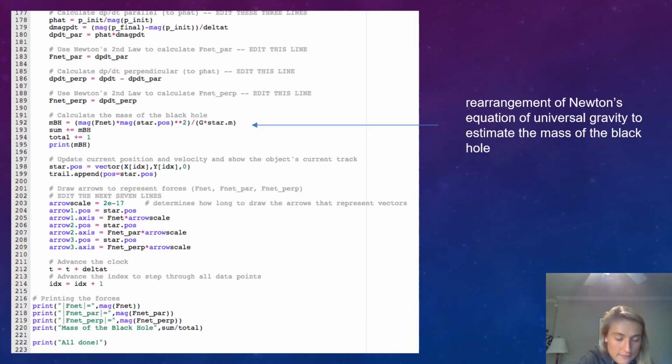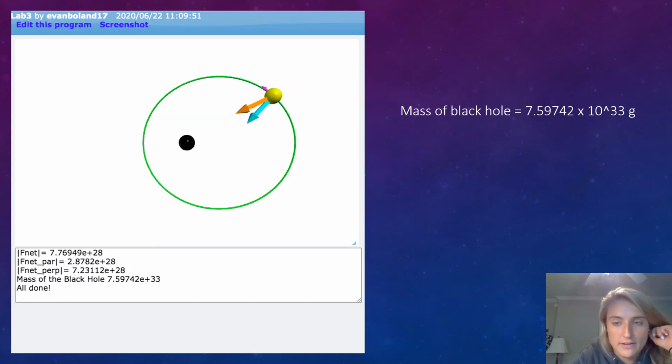Here is the final piece of my lab, where you see in the code where I actually solved or estimated for the mass of the black hole using a derivation of Newton's equation of universal gravity. I found the mass of the black hole to be about 7.59742 times 10 to the 33 grams. This was estimated by taking what I found in GlowScript and averaging those.